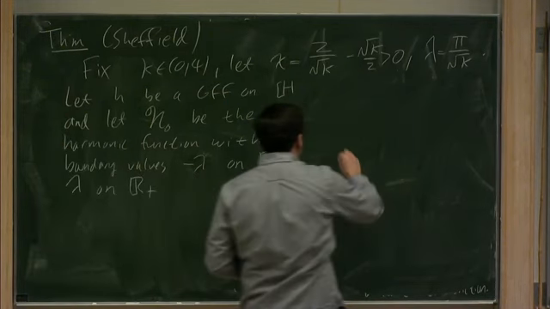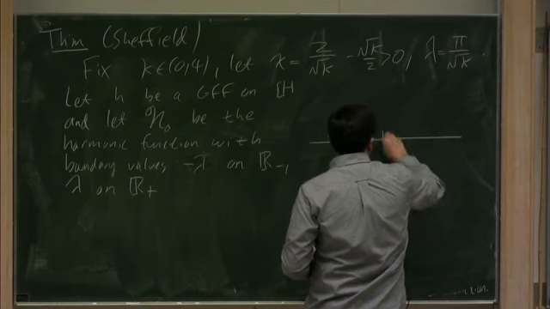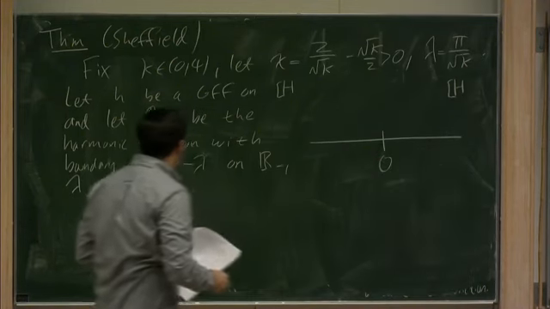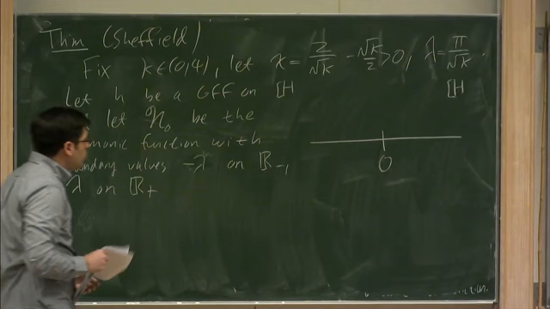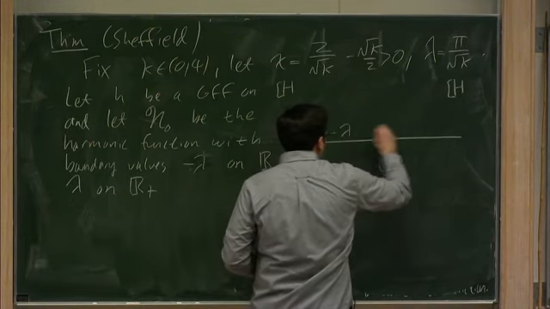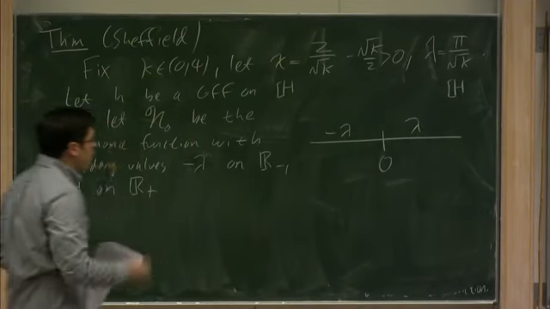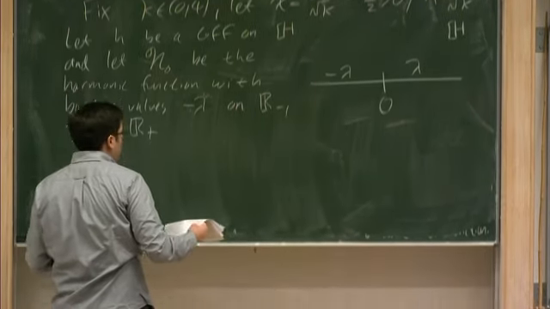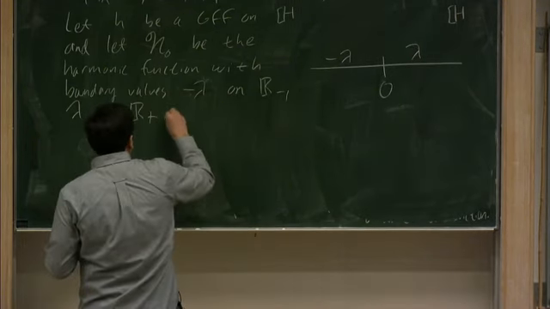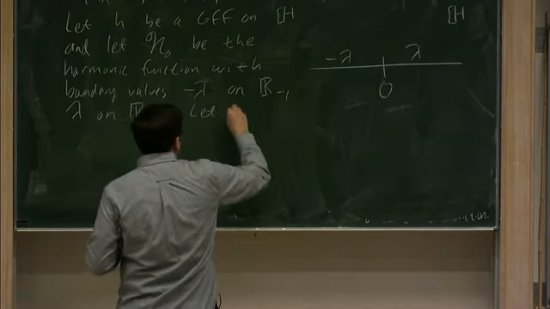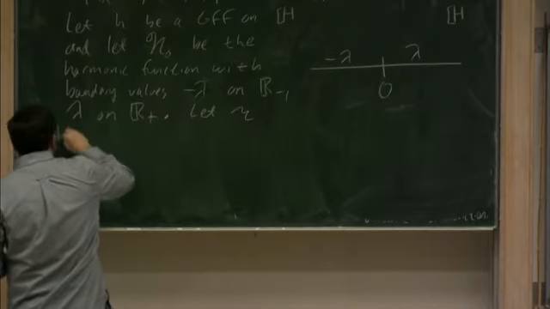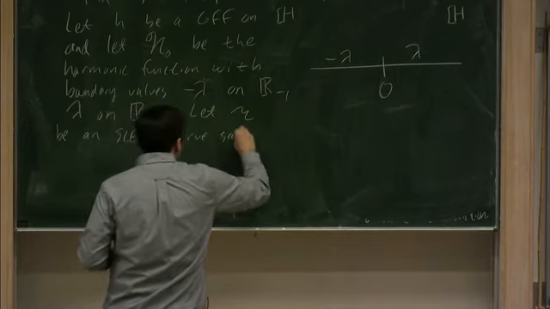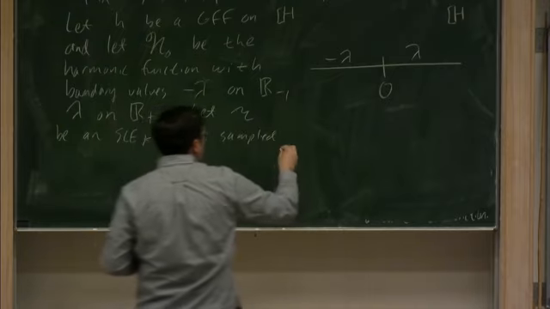Okay, so here's the picture you should have in mind. This is the upper half plane. Here's the origin, and this harmonic function is just the one that has boundary values minus lambda here and lambda over here, where lambda is that kappa-dependent constant. All right. Then I'm going to let eta be an SLE kappa curve sampled independently of h.